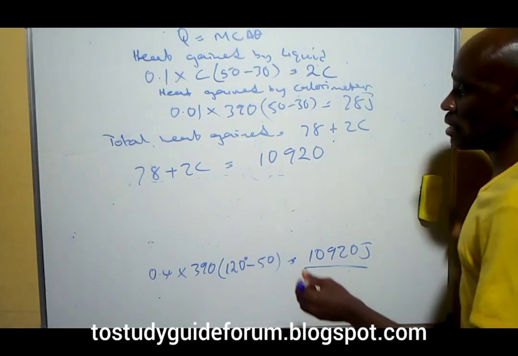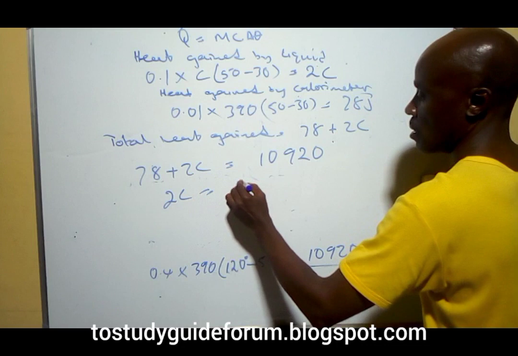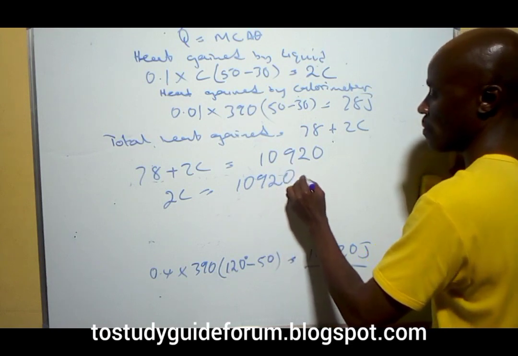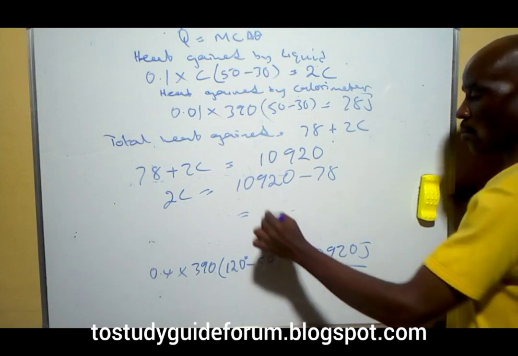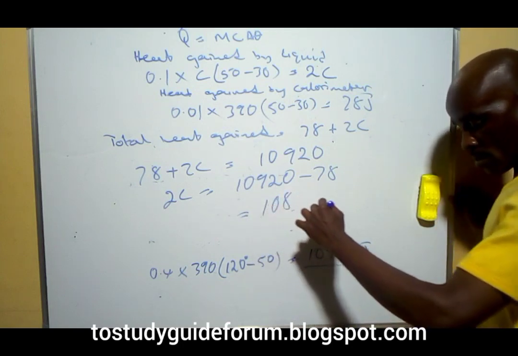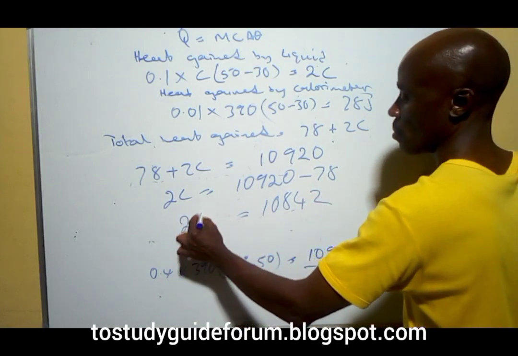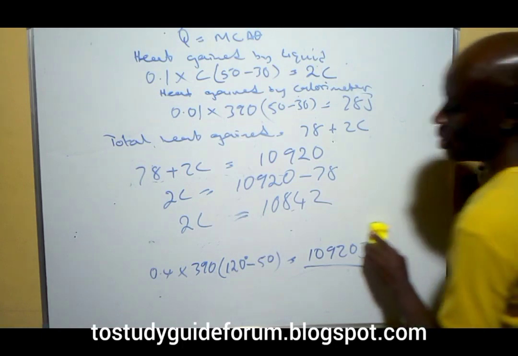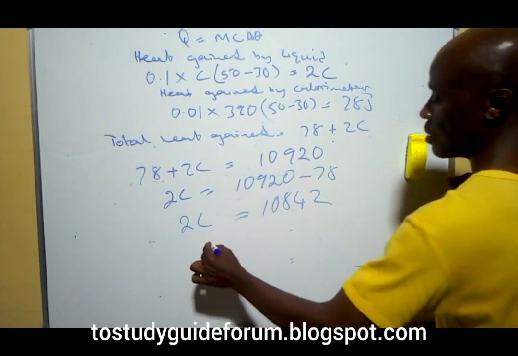So what we do here is that we subtract 78 from both sides. That will give us 42. The next step is to get our specific heat, which is C.